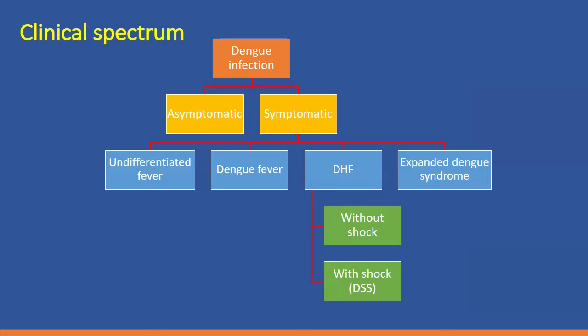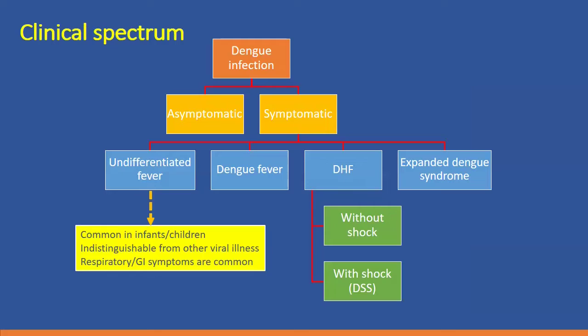If you see the entire clinical spectrum of dengue infection, a large proportion is asymptomatic. Roughly 75% of infections are asymptomatic, 25% are symptomatic. Symptomatic infection can be undifferentiated fever, dengue hemorrhagic fever, or expanded dengue syndrome.